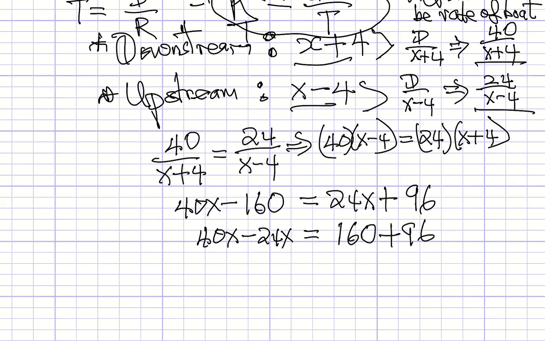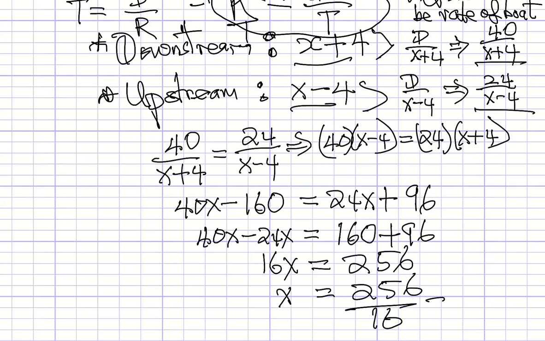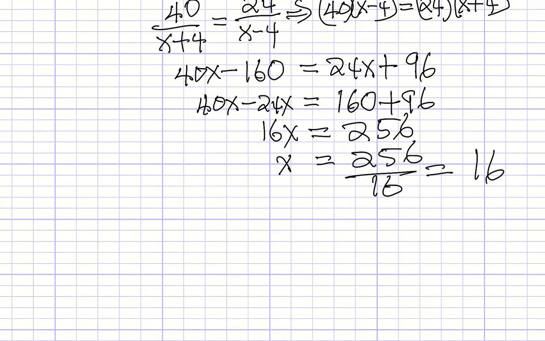So we'll combine the left side. You combine the left side, what do you get? You get 40 minus 24, okay? You get 16x is equal to, you combine that over there. Okay, 160 plus 96 is equal to 256, okay? So you say x equals 256 divided by 16. What is that? It's 16. Alright. So x is 16.